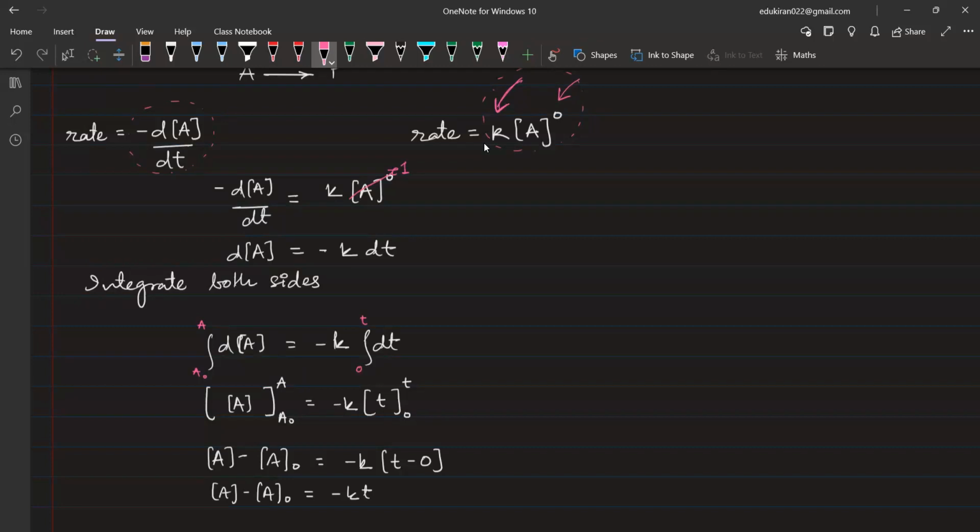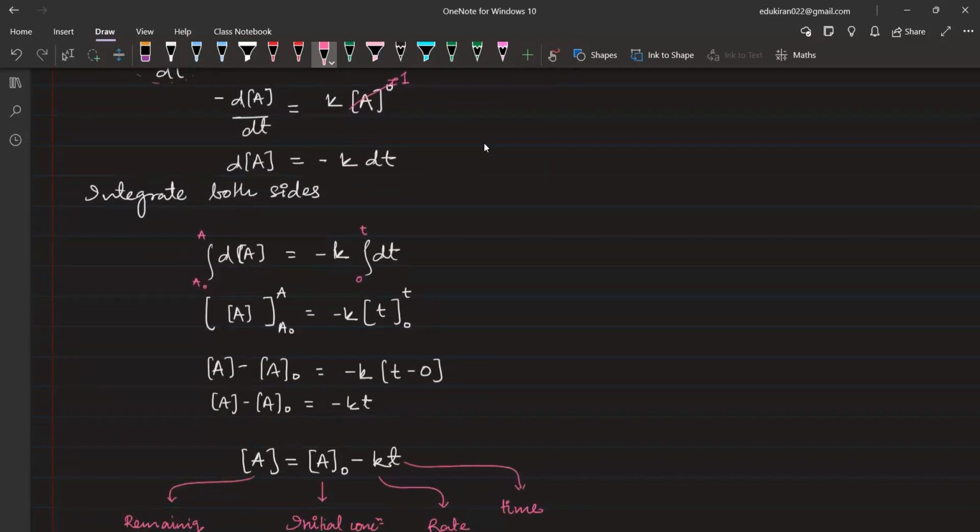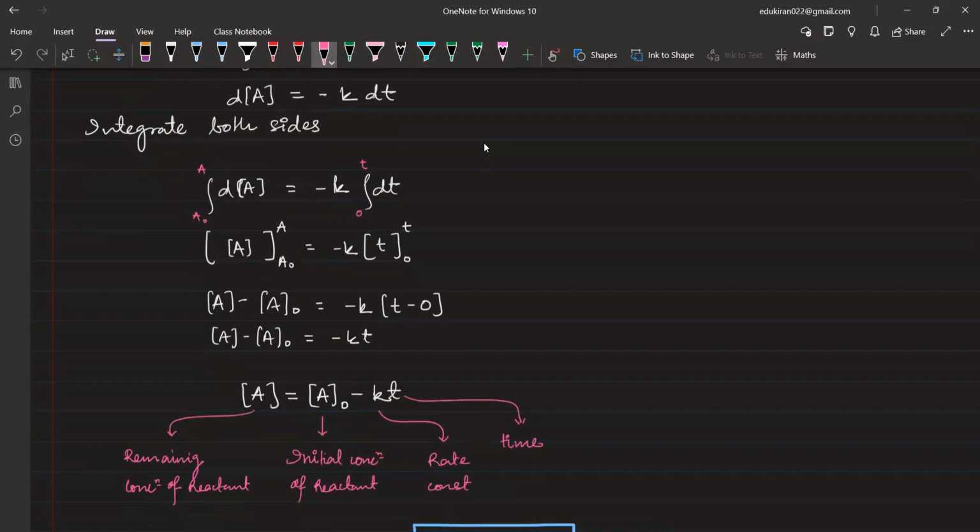ठीक है, तो A के लिए लिमिट्स होंगे A0 to A, and the limit for t will be 0 to t. 0 is when we are having initial concentration of A, and the integration of dA will be equal to just A, integration of dt will be equal to t. We have the limits. We will first of all put the upper limit, then the lower limit. We have got A minus A0 is equal to minus Kt. Now we will just do some rearrangements and we will get A is equal to A0 minus Kt.